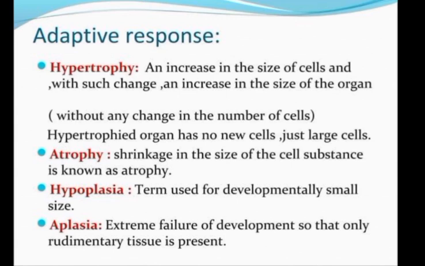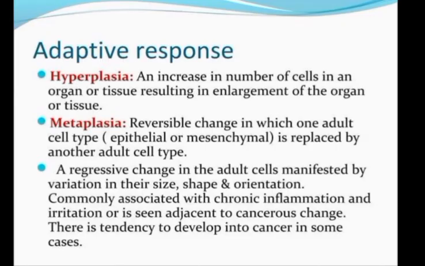Hypoplasia means small size of the cells. Aplasia means extreme failure of the development of the tissue. Hyperplasia means the number of the cells will be increased. Metaplasia is a reversible change in which one adult cell is replaced by another adult cell.